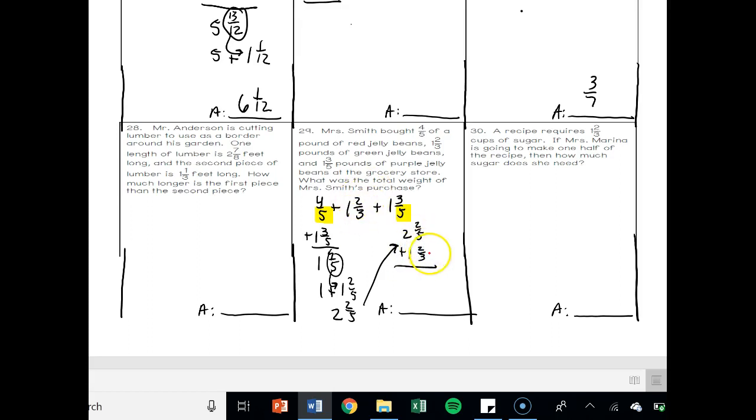So common denominator here is obviously 15, so times 5 times 3. And that gives me 2 6/15 plus 1 10/15, which gives me 3 16/15. Oh man, and I got an improper fraction there, so we know we're going to get one more whole out of that. So that's 4 1/15 pounds of jelly beans, right? And I knew I had to add this from the get-go because it said what was the total weight of Miss Smith's purchase, right? All right, so you got 28 and 30.